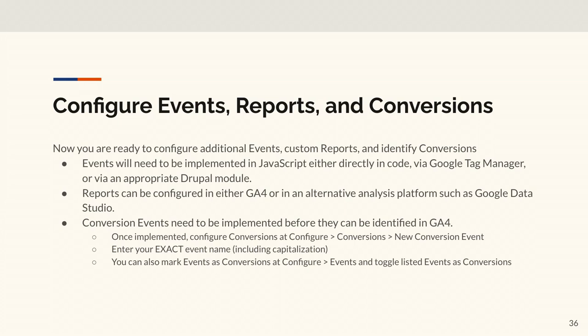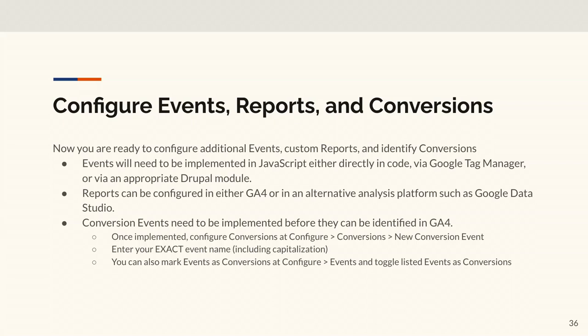The last step is configure events, reports, and conversions. So events will need to be implemented at some level in JavaScript, either directly in code, via Google Tag Manager, which again, is the same sort of very streamlined experience, you just use a different tag than the Universal Analytics tag, or via an appropriate Drupal module, and they support it to the degree the module does. Reports can be configured either in GA4 or an alternative analysis platform. Google Data Studio is very popular. It's prettier. I would recommend leaning into one or the other, not trying to do both.